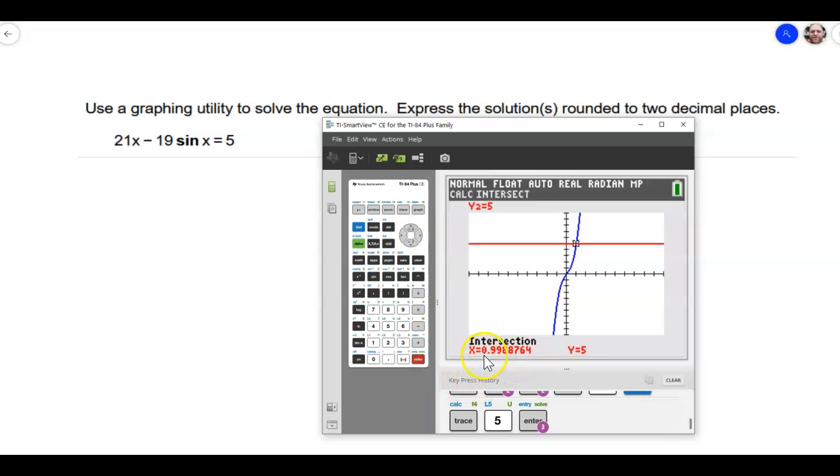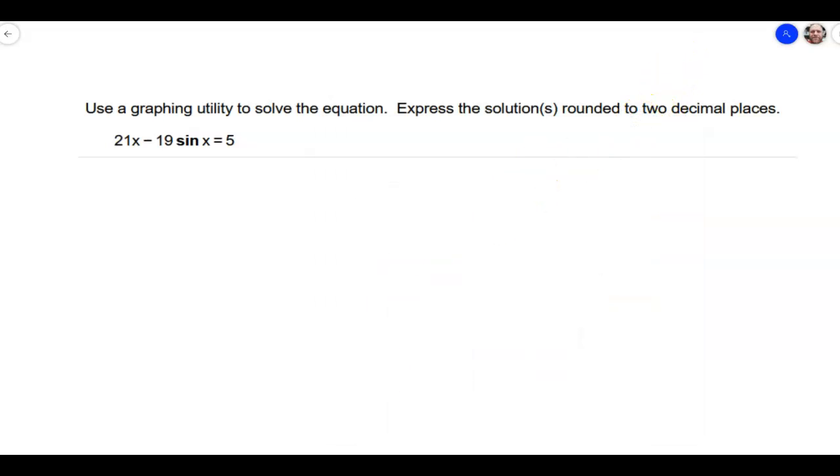And the intersection point is 0.9988764. It says round to 2 decimal places. 0.998 rounds up to 1. So that would just be my answer. My answer would be 1.00 because 0.998 rounds up to 1.00. All right, and that's it. That would be my answer right here.